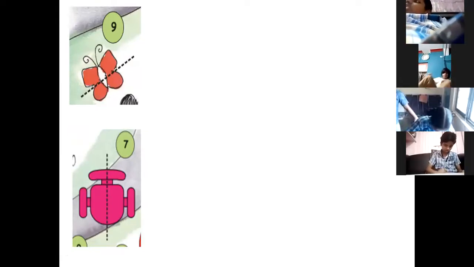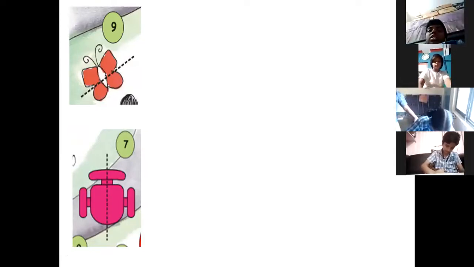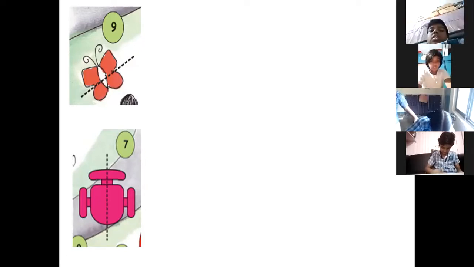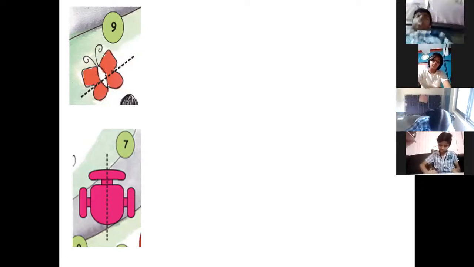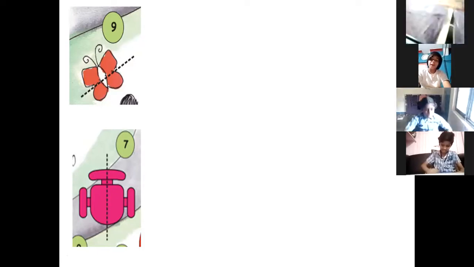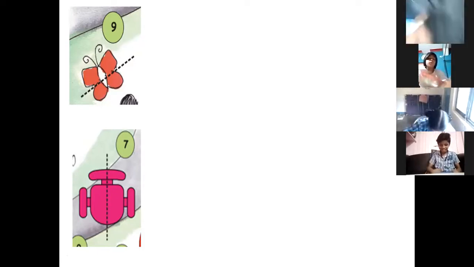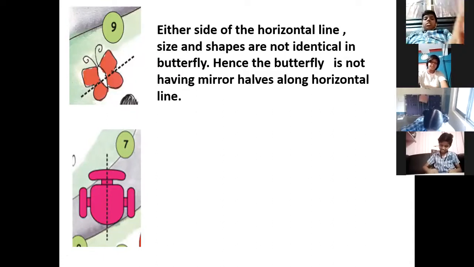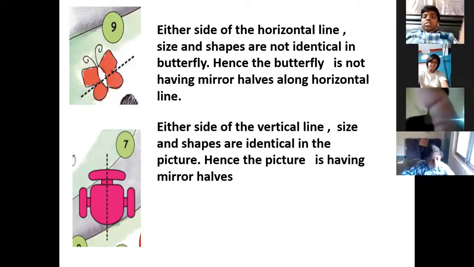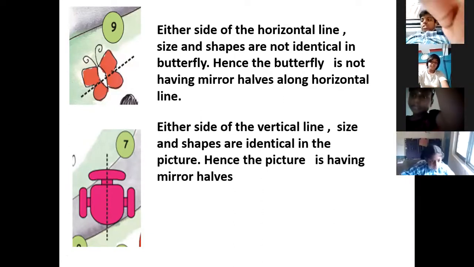What about this? The ninth and the seventh. Sir, the ninth is not correct. Seventh is correct, sir. Both sides are the same. The ninth one is wrong, but the seventh one is symmetric. See the butterfly, if we keep a vertical line, it will be a mirror half.